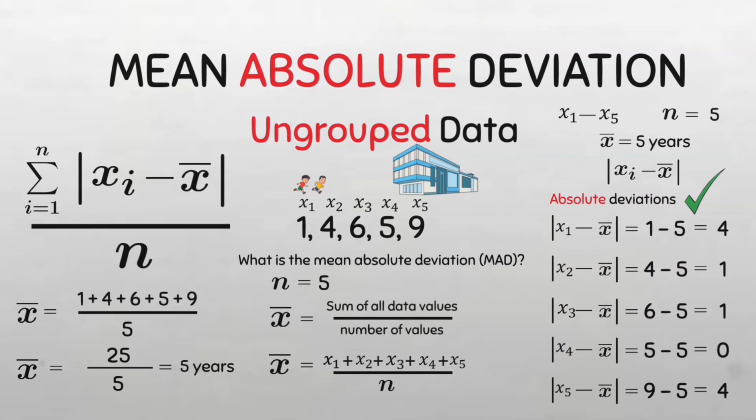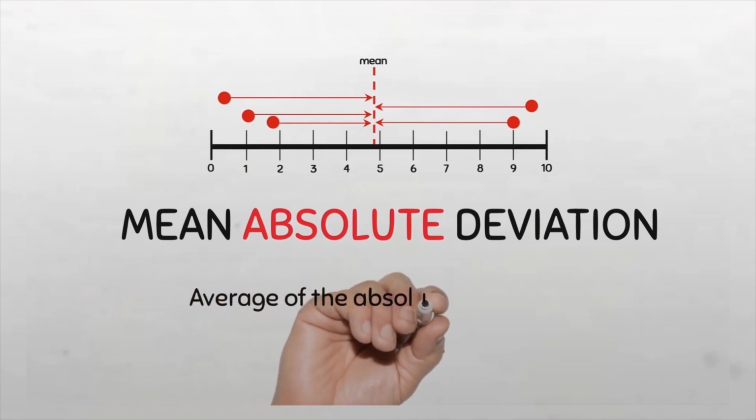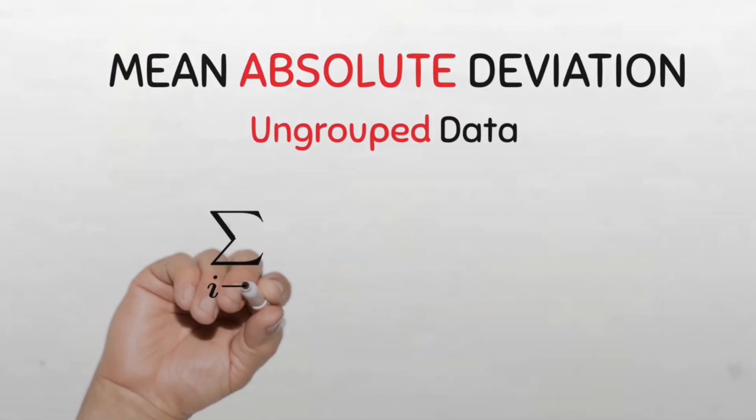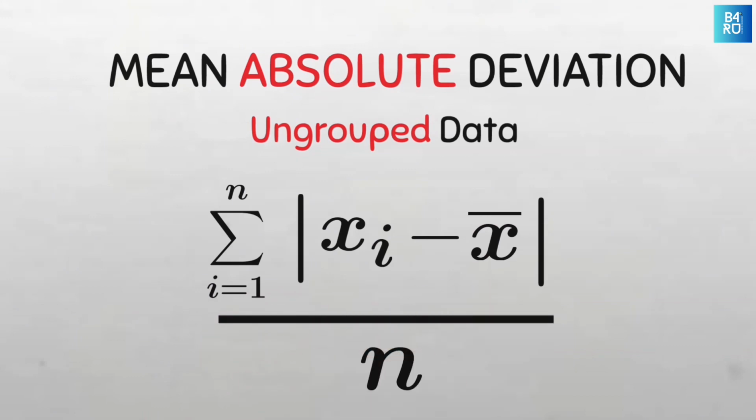All that is left is to find the mean of these absolute deviations. Remember, the definition of mean absolute deviation is the average of the absolute deviations from the mean. And according to the formula, we will need to sum all the absolute deviations together and divide by n, which is 5.